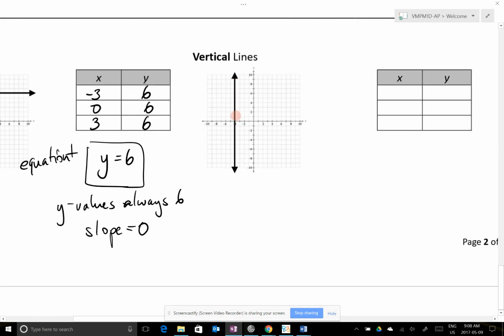For vertical lines, it's different. The x value is only going to be negative 4. There's no other x value anywhere else, right? If I pick 6, there's no graph here. So the x value has to be negative 4. So negative 4, negative 4, negative 4.